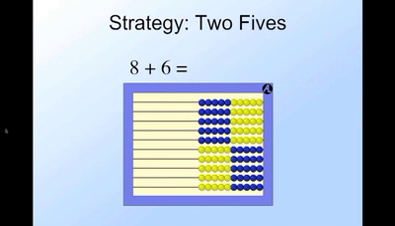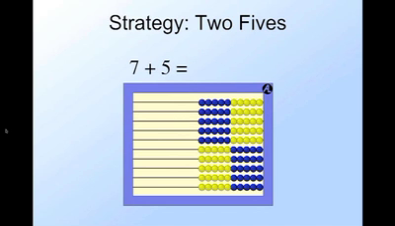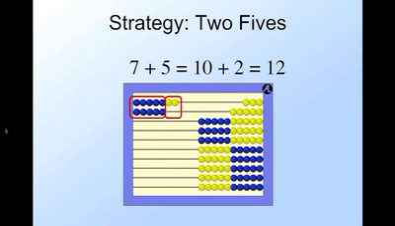This next strategy is called the 2 5s. This is my personal favorite. 8 plus 6. Again, 8 on the first row, 6 on the next. Before I do anything, can you see the answer? Look at how many blue beads I have. Look at how many yellow beads. Huh, well, that's easy. 10 and 4 more, 14. Let me do another one. 7 plus 5. Can you see the answer? Answer is 12.